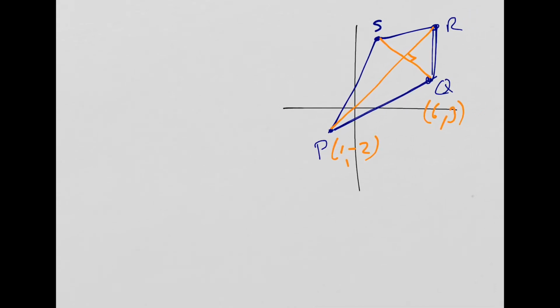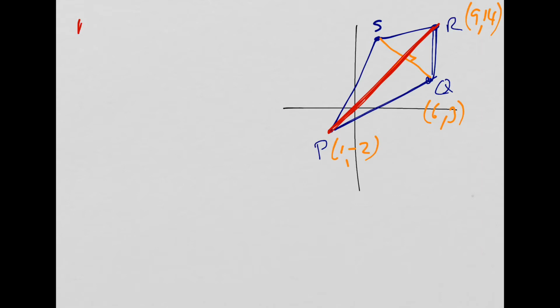Now remember, we know what point P is, right? It's 1, minus 2. For some reason I've drawn it there, but it's 1, minus 2. We know that Q is 6, 3. And we know that R is 9, 14. So, the first diagonal we could find would be this one here, this red one. How are we going to do that?